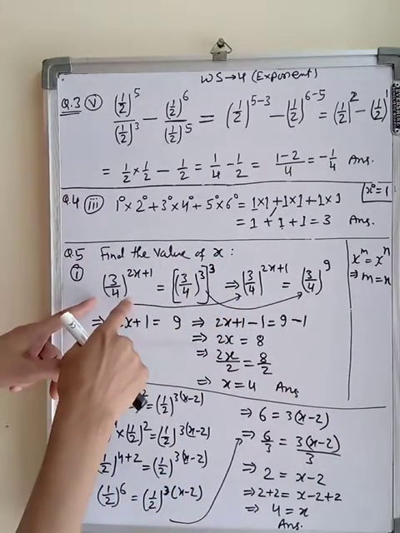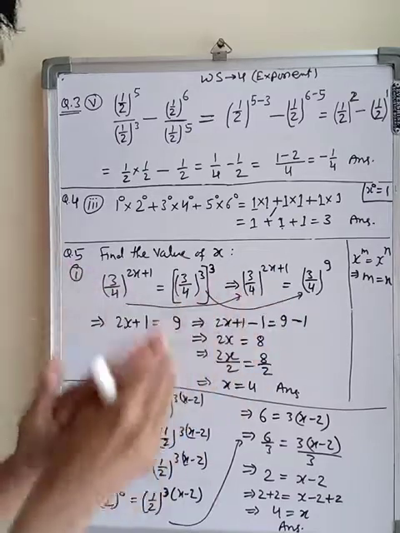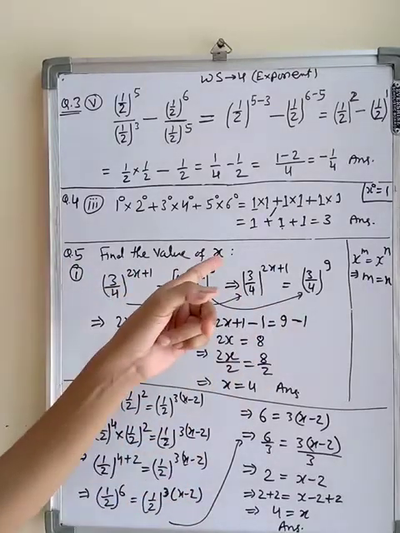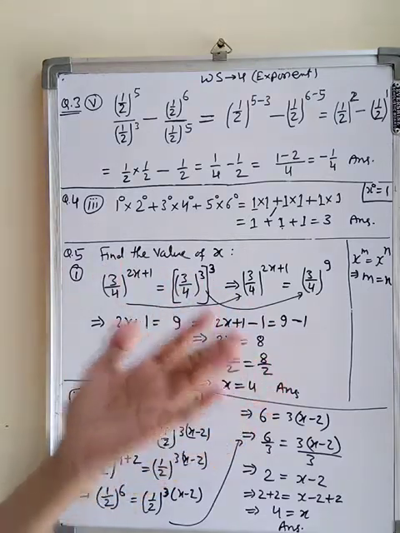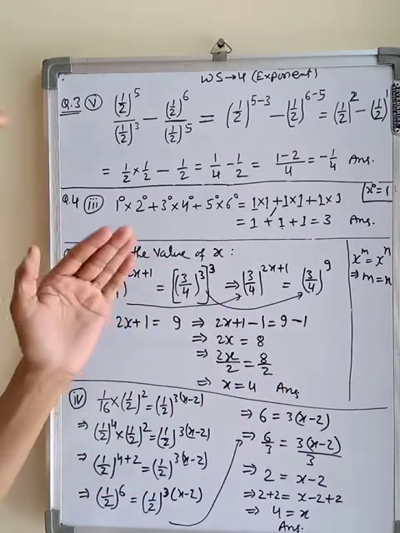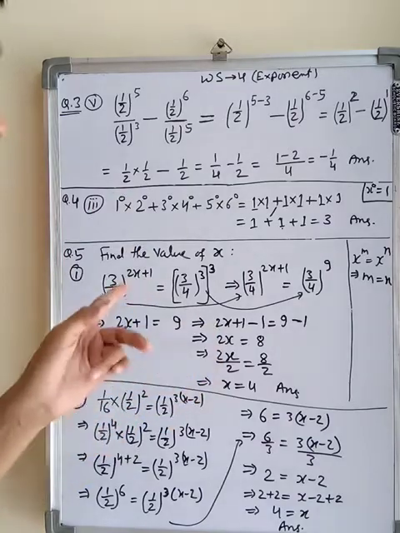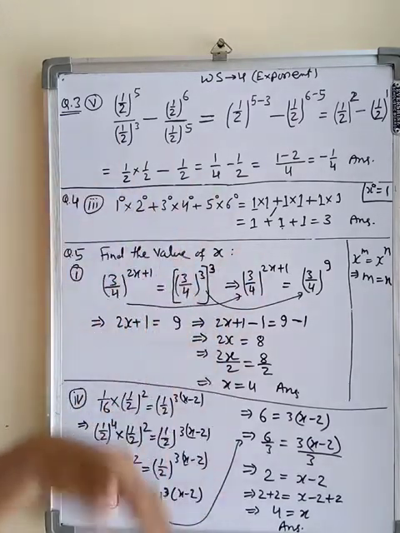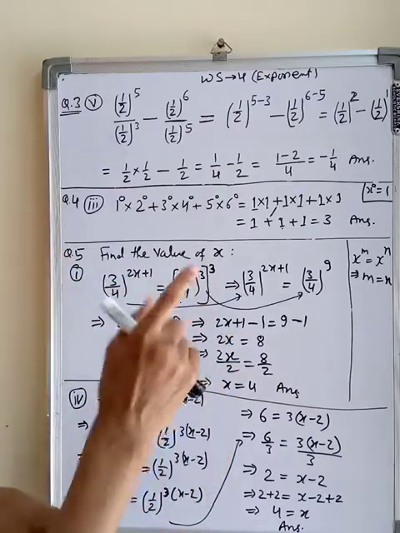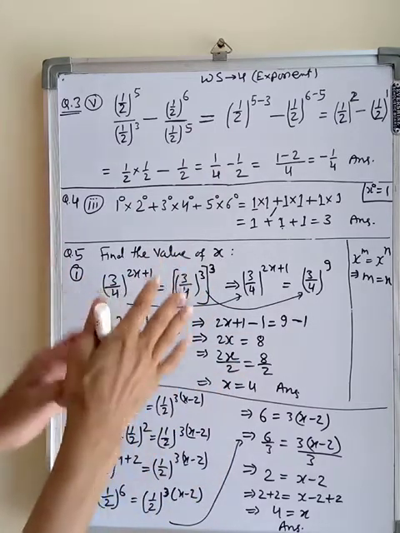Now question number 5, find the value of x. Here this is a new thing for you, because we have to find the value of x. So this is a linear equation question. In previous year you have learnt linear equation, but here in this linear equation x is given on the exponent. So it is a new thing we have to learn.